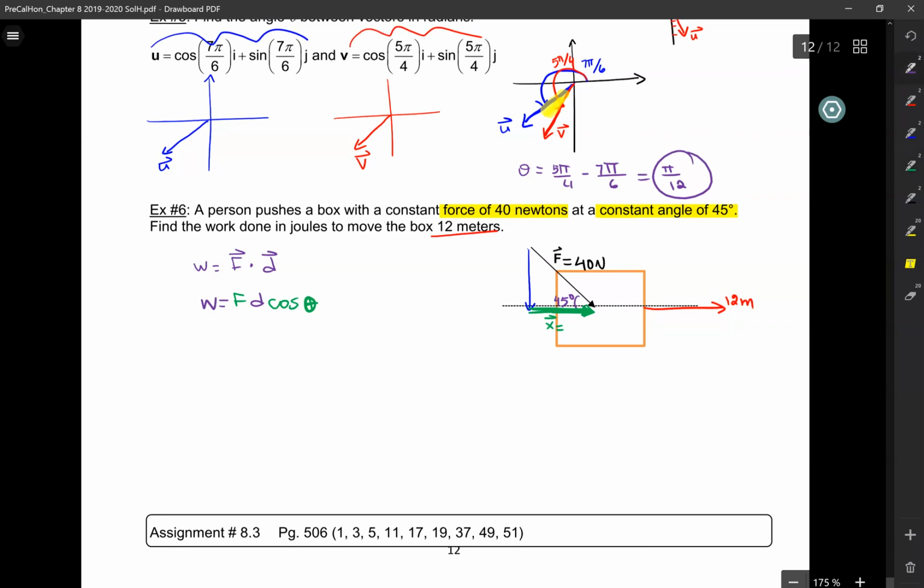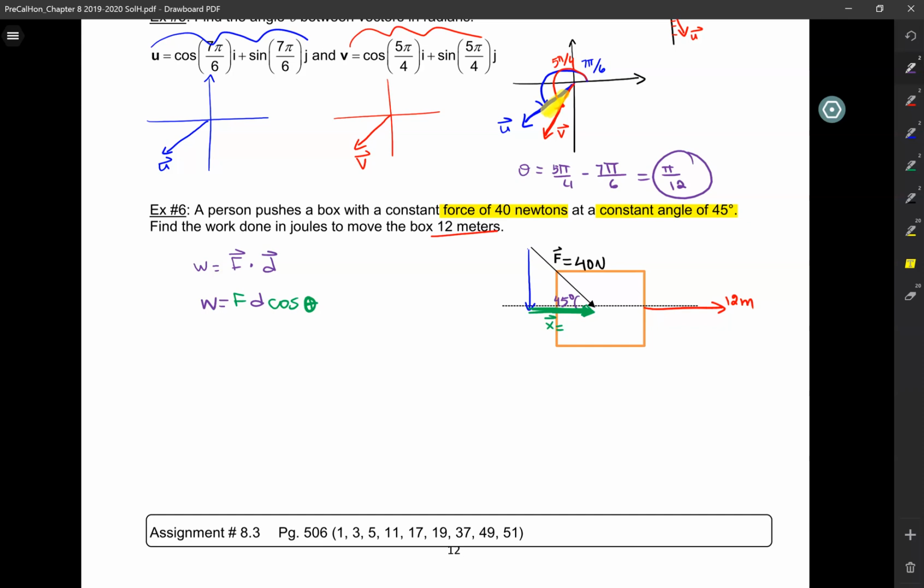Remember how we said the work is F dot D? Well, we're only taking the horizontal component of the force, so it's F cosine theta. Why only the horizontal? Because in order to calculate work, you have to have the force that is in the same direction as the motion. Whatever direction the box is moving, you take that component of the force. If the box is moving horizontally, you take the horizontal component of the force.